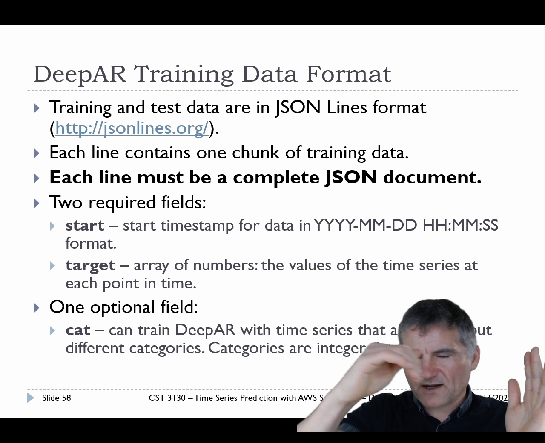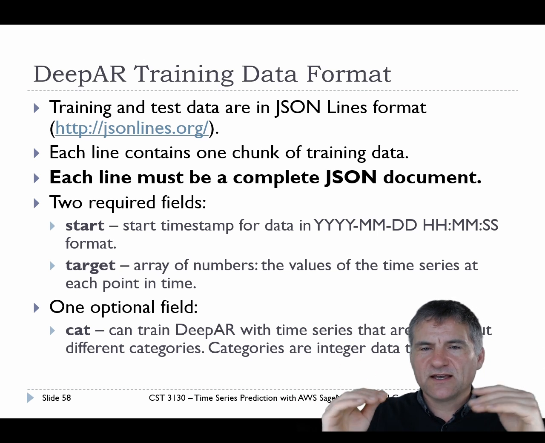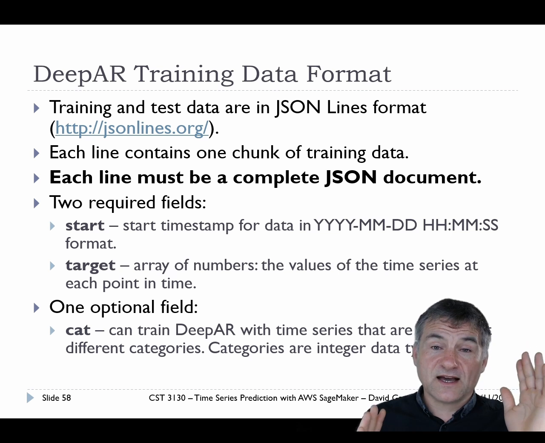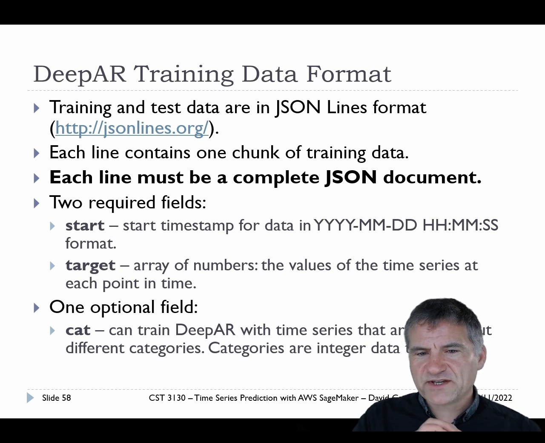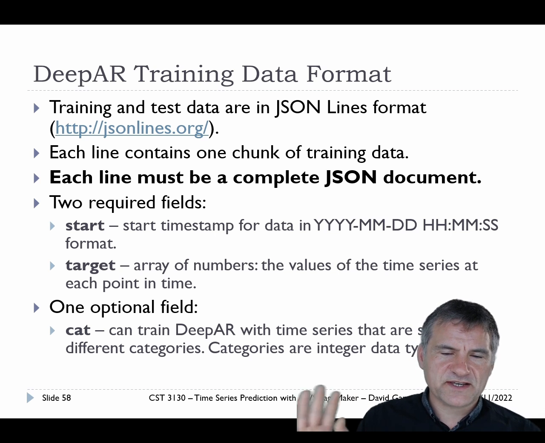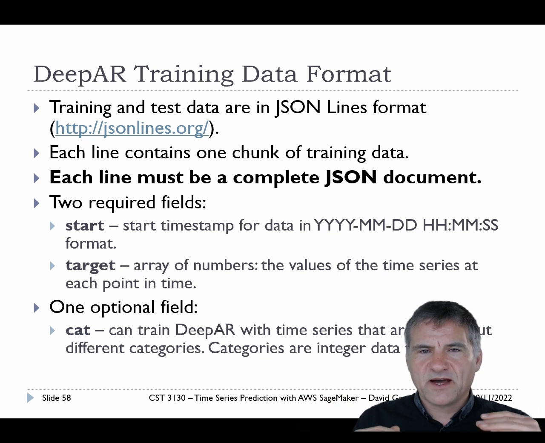If you press a return within that JSON structure so that it's spread across multiple lines, then it will not work with SageMaker. So each line must be a complete JSON document or JSON object, however you want to describe it. Otherwise, it will not work.